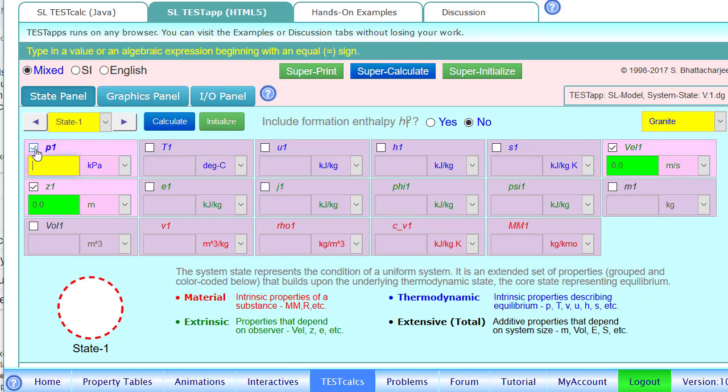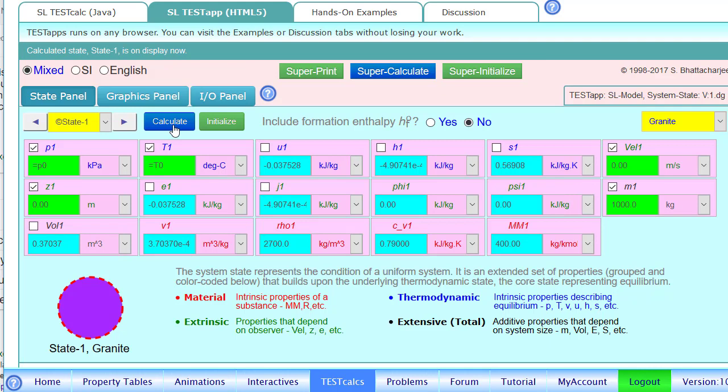And then state 1, P1 is the same, 100 kPa, or P0, and T1 equals T0, or 25 degrees Celsius, and M1 we're given is 1,000 kilograms. Right, hit calculate.